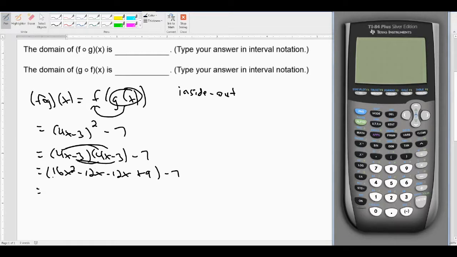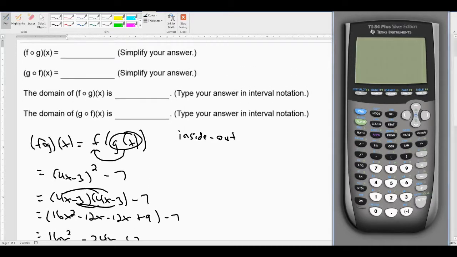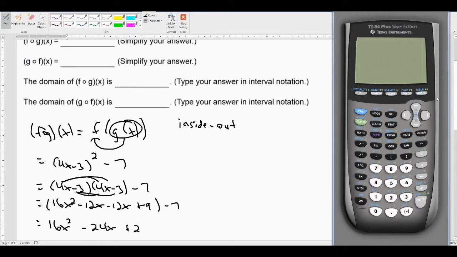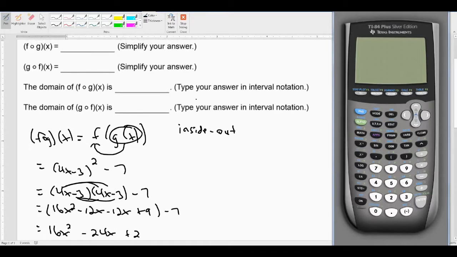Now I'm going to combine like terms all the way across. So I have 16x squared, minus 12x minus 12x is minus 24x, and then plus 9 minus 7 is plus 2. And that's what goes here: 16x squared minus 24x plus 2.